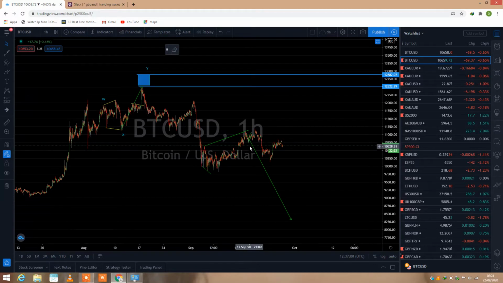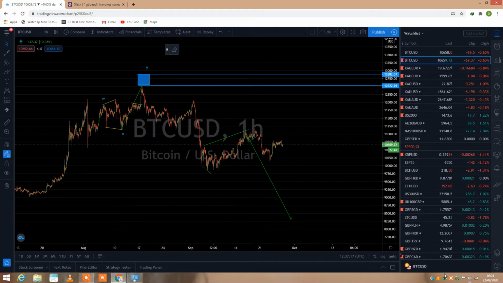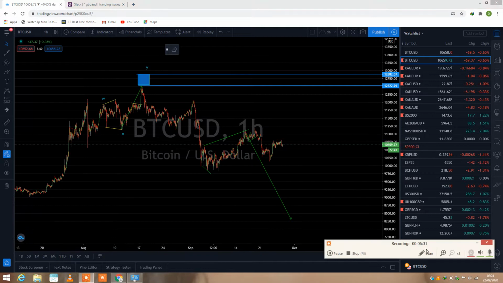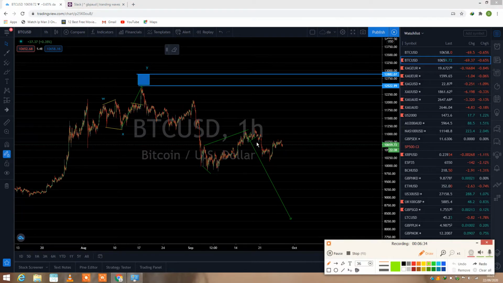What is the most important thing when it comes to understanding structures? I took the trade here. Let me bring my annotation. This was the trade. I took the trade here and I exit when it comes here. The reason I exit here is because this is a clear 5-wave move to the downside. 1 here, 2 here, 3 here, and 4 and 5.